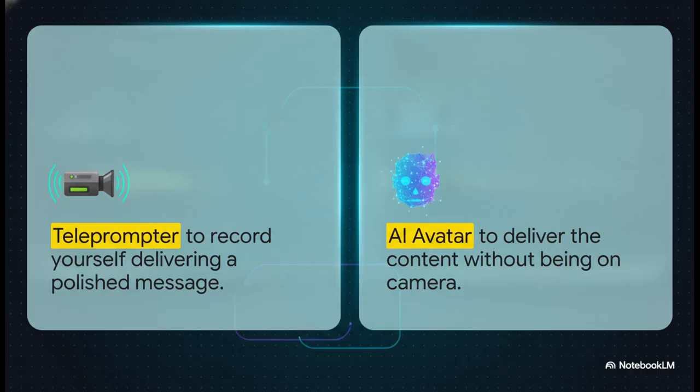Now, when it comes to presenter delivery, Google Vids gives you a couple of incredibly powerful options to make sure your message is polished. On one hand, if you want to be on camera to keep that personal connection, you can use the built-in read-along teleprompter to record yourself delivering the message flawlessly. It totally removes the stress of memorizing a script. But on the other hand, if you don't want to be on camera, or maybe you just need to scale production quickly without setting up lights and microphones, you can actually select an AI avatar to present the content for you. Both options make sure your carefully crafted story is delivered professionally every single time.